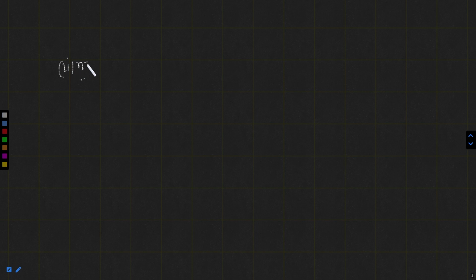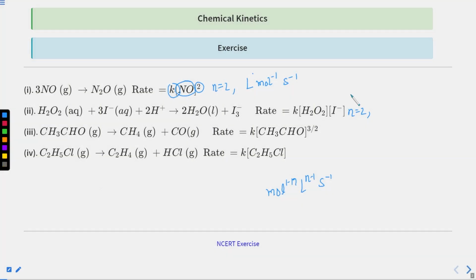So n equals 2. We find n equals 2, so we will just use this formula. I have done it earlier also. It was n equals 2 for the previous question also, but I'm doing it again here. So the unit is mole^(1-n) liter^(n-1) per second, that is, liter mole inverse per second. Again, since it looks good to put the positive first, I'm putting liter first, then mole inverse, and per second. So this will have the same unit of the rate constant.